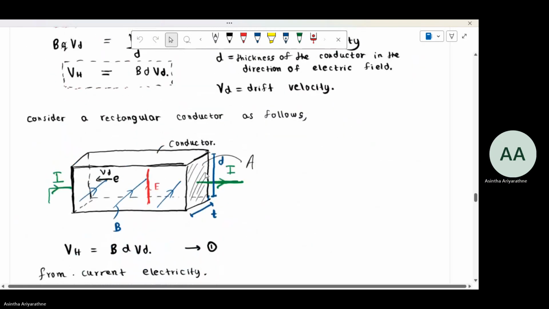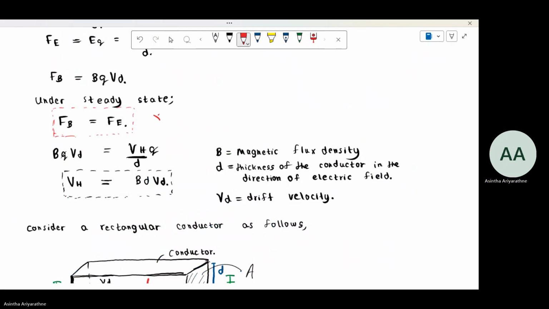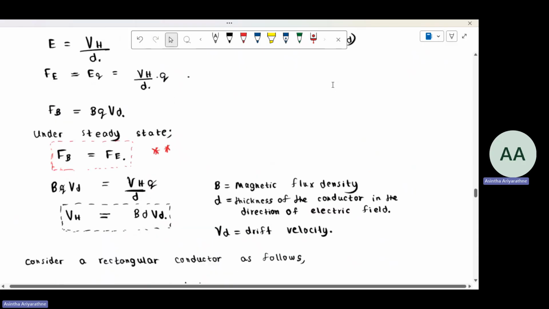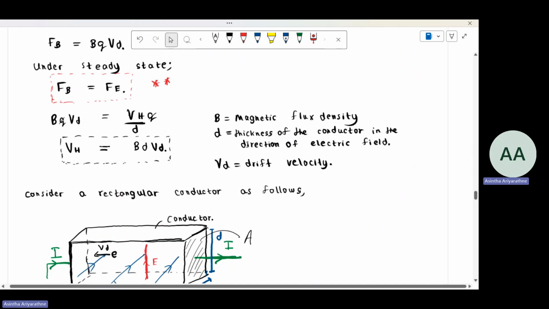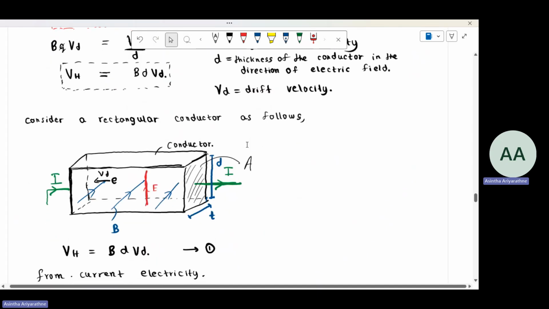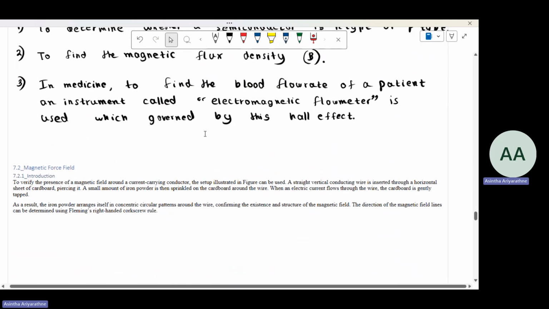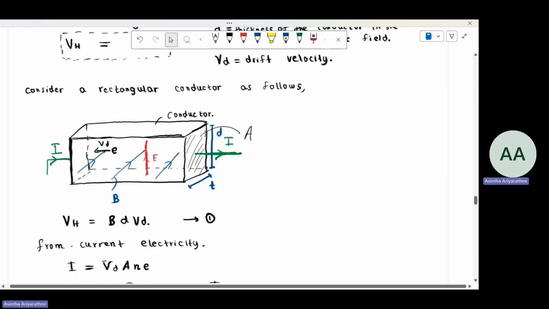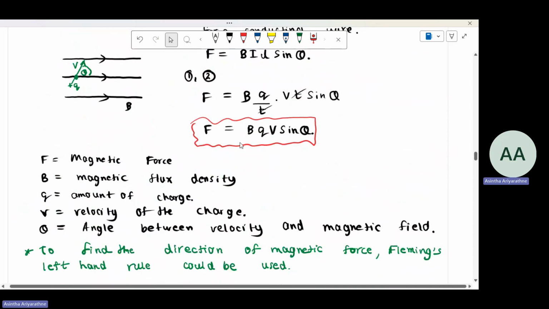Then we can use that condition here and come up with some equations for Hall voltage. Hall voltage is the corresponding voltage across the conductor when the steady state is attained. Steady state attained means when the electrons or the current carriers move without shifting towards the other side. We also discussed a couple of applications of the Hall effect.